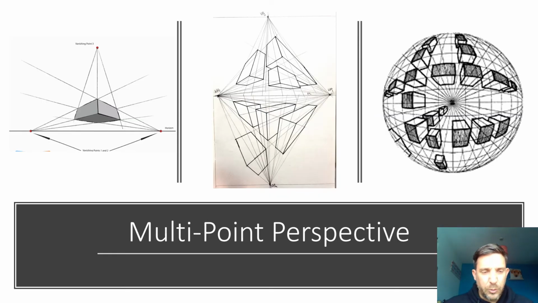So we looked at 1-point perspective, 2-point perspective. You can actually go for 3-point perspective, 4-point perspective, 5-point perspective, and over here this is a 6-point perspective drawing, which basically creates a circular drawing for you. Really cool, quite difficult to do.